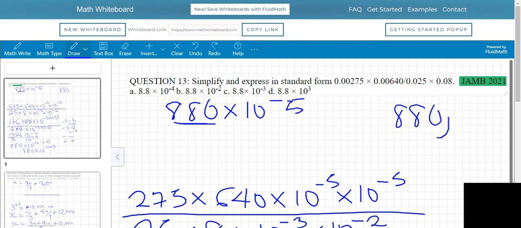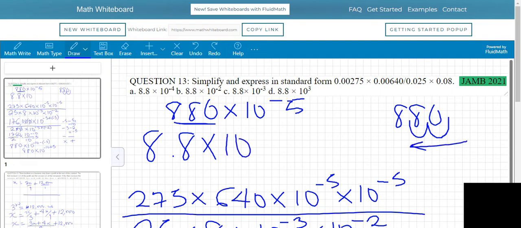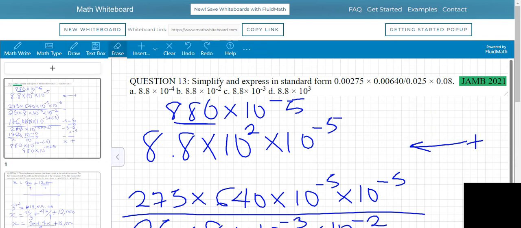So we'll count from here, 1 and 2. That will give us 8.8 times 10 raised to power 2. Remember, we counted this way, so it's going to give us a positive power. So that will give us 8.8 times 10 raised to power 2 times 10 raised to power minus 5. So let's simplify further.